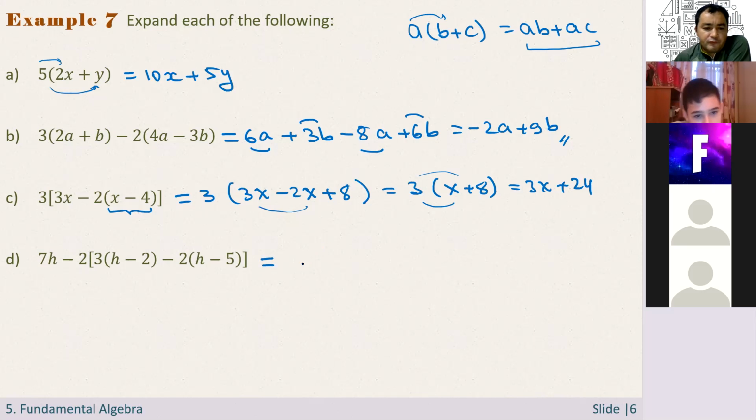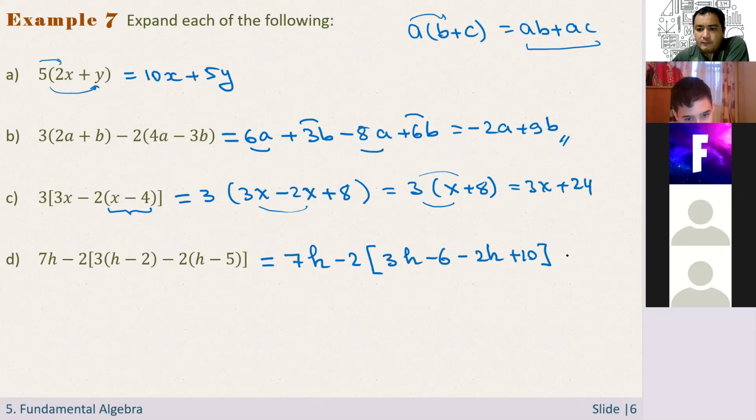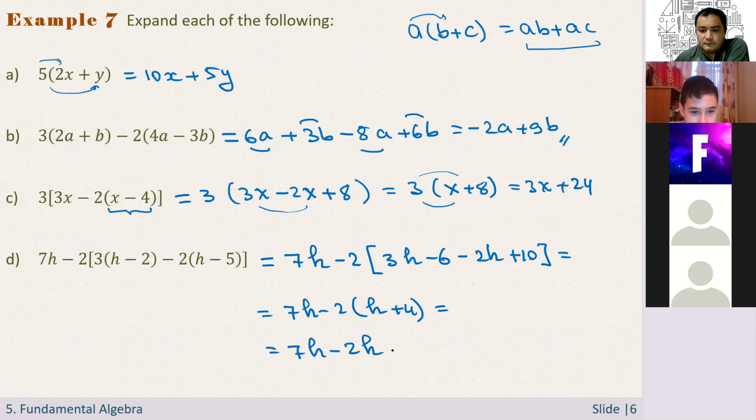Very good, we have to do the innermost bracket, yes? Okay, so let's start with 7h minus 2. Minus 2. Okay, simplify inside this bracket. 3h minus 6, 2h plus 10. Inside the bracket we have to collect: 3h minus 2h is h, and negative 6 plus 10 is plus 4. All right. Then we do 7h minus 2h minus 8, and then we get 5h minus 8.